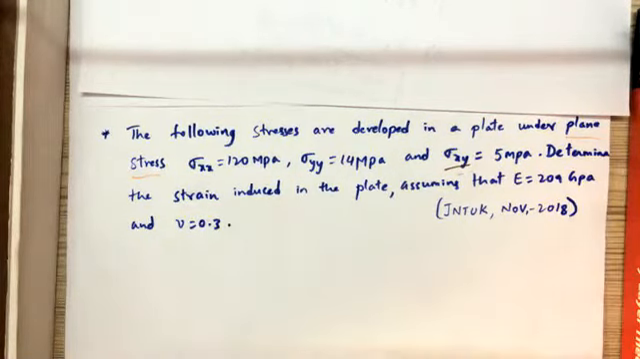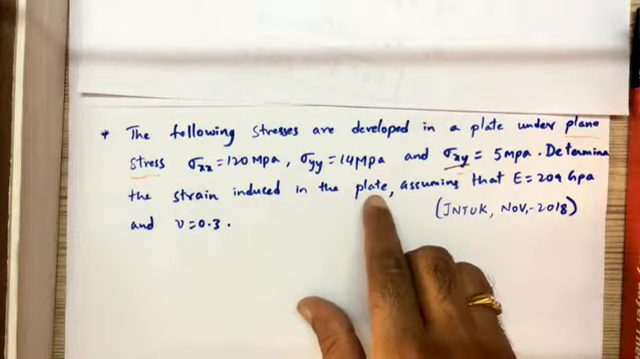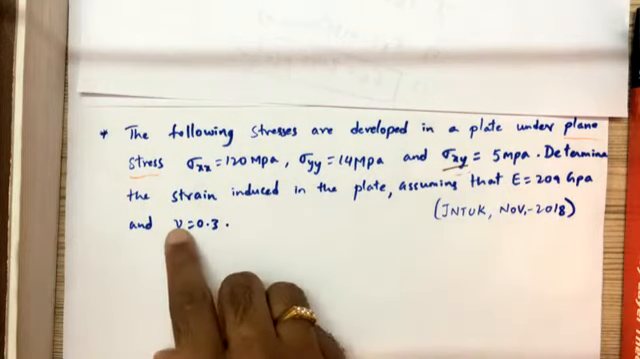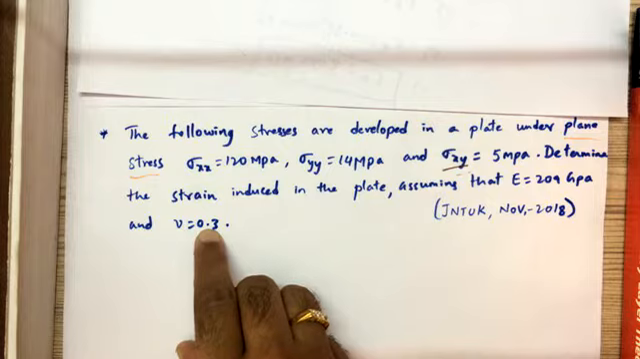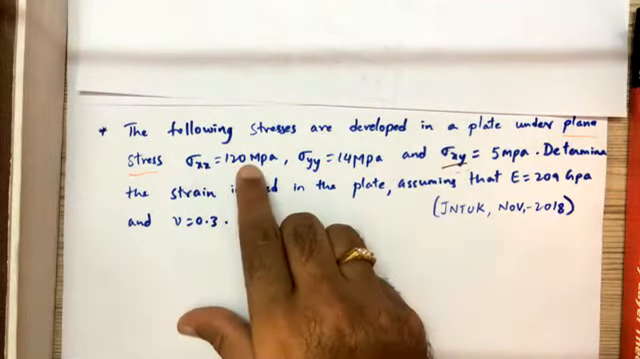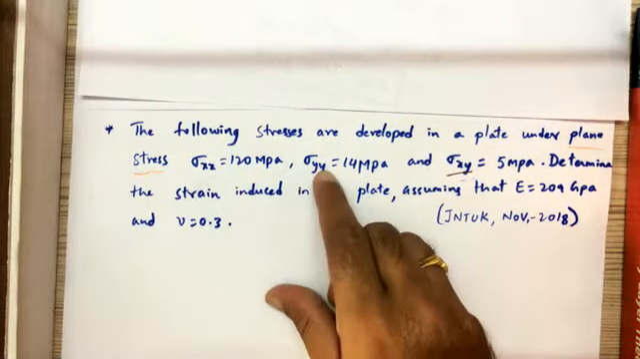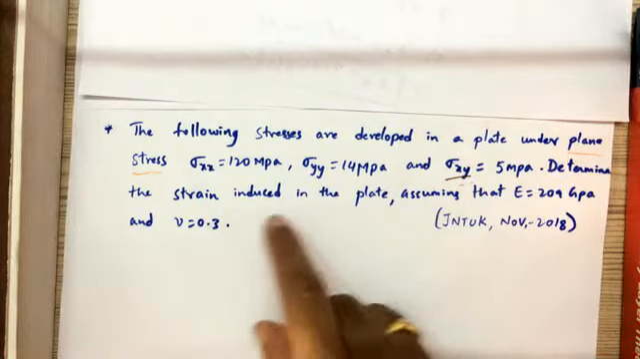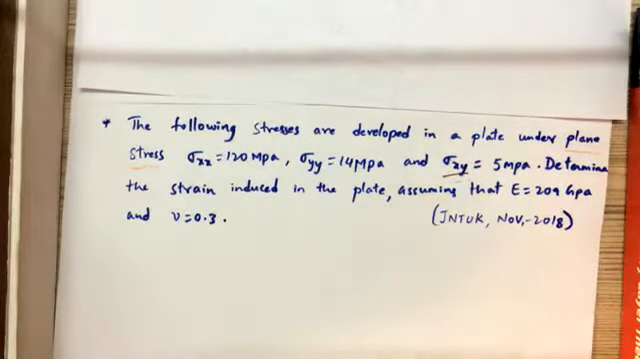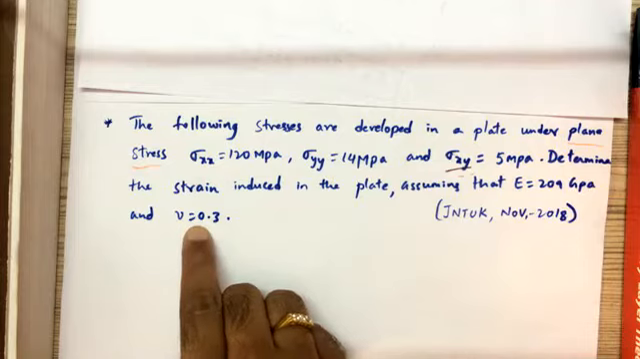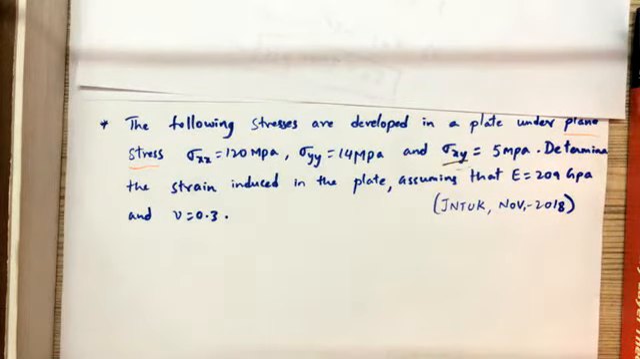Determine the strain induced in the plate, assuming that Young's modulus E is equal to 209 gigapascal and Poisson's ratio nu is equal to 0.3. I repeat it for you. The following stresses are developed in a plate under plane stress. Sigma xx is equal to 120 megapascal, sigma yy is equal to 14 megapascal, and sigma xy is equal to 5 megapascal. Determine the strain induced in the plate, assuming that Young's modulus E is equal to 209 gigapascal and Poisson's ratio is 0.3. Okay.